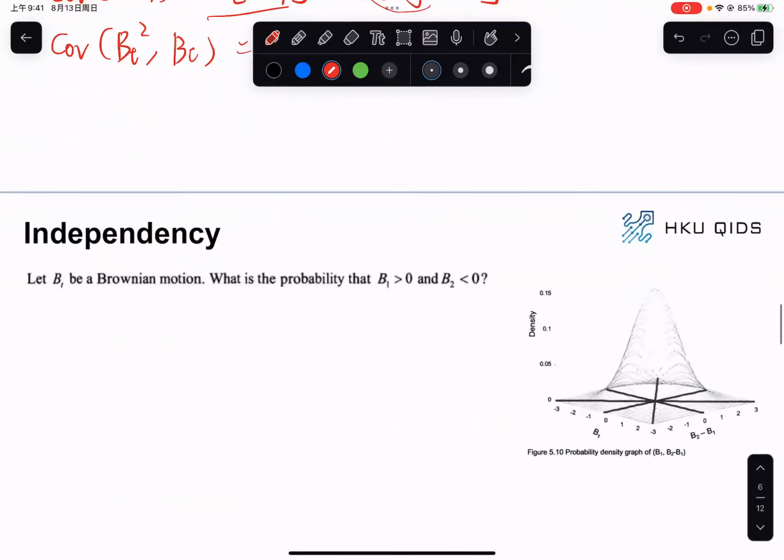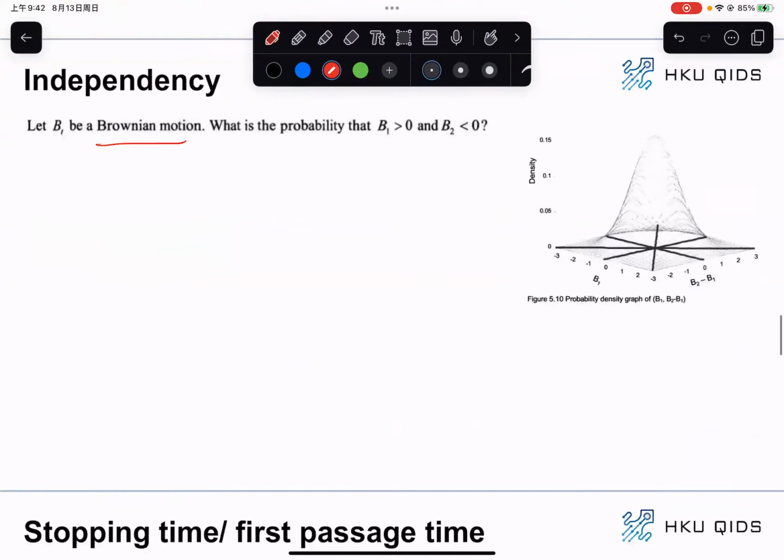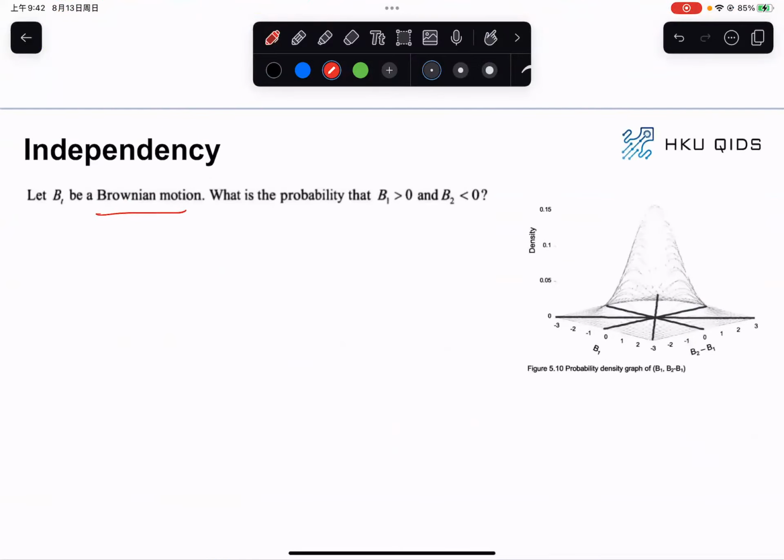And next question. What is the probability that B_1 is larger than 0 and B_2 is smaller than 0, if B_t is a Brownian motion? So let's first do the standard solution. Okay, so let's do solution 1.